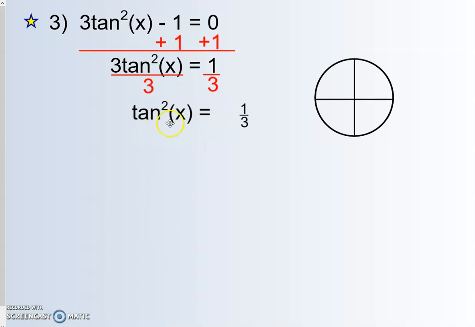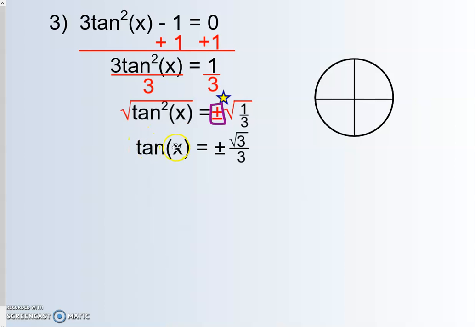Now, this is not the tangent of x, it's the tangent squared of x. And I'm not ready to go to the unit circle because I've got to get rid of the square. Well, how do we get rid of a square? We take the square root of both sides. Ooh, that's why it has a star. Because I'm wondering if when you took the square root of both sides, did you remember to put this plus or minus? Because every time you take the square root of both sides, you have to remember that there's a positive and a negative answer.